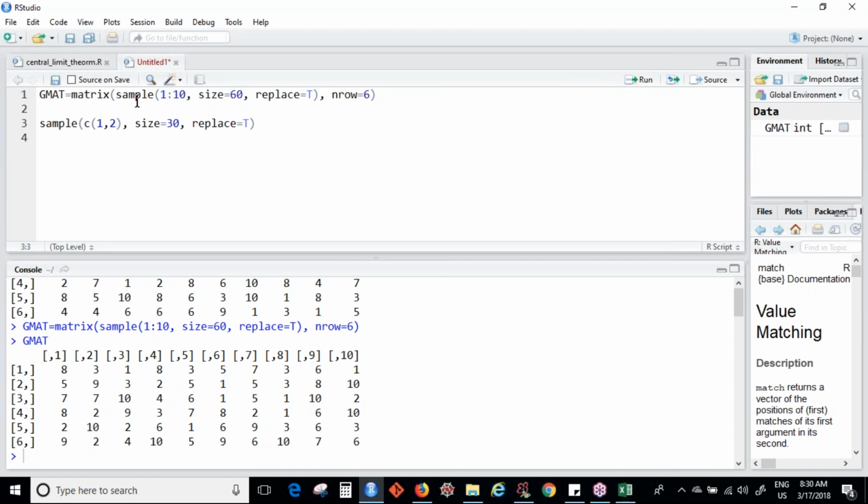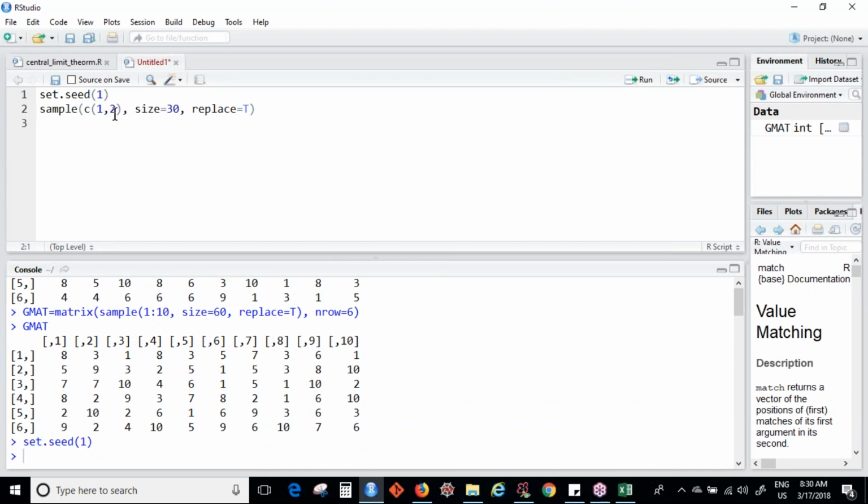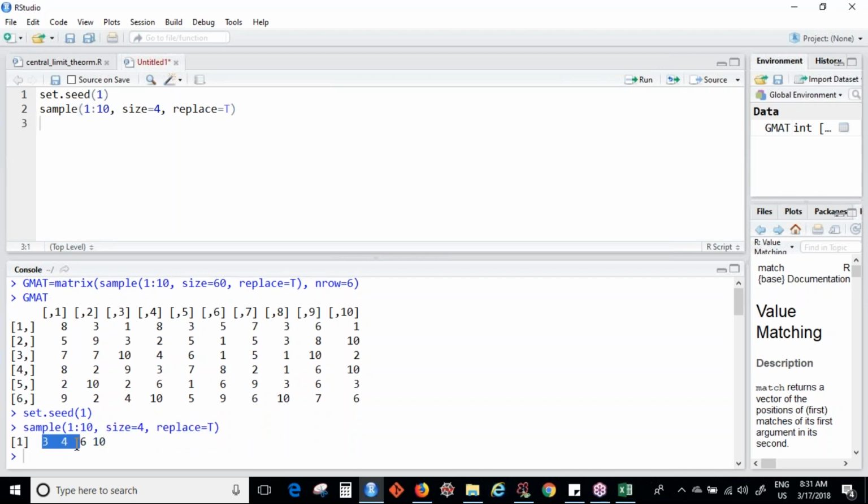Okay, the seed function. set.seed, let's say I give some constant 1. I give any constant. The constant is irrelevant, you can give any constant. So I have given set.seed 1. Now let's say I will take a random sample from 1 till 10, and I'll give size is equal to 4. So I set a seed and then I run this. What do I get? I get 3, 4, 6 and 10.